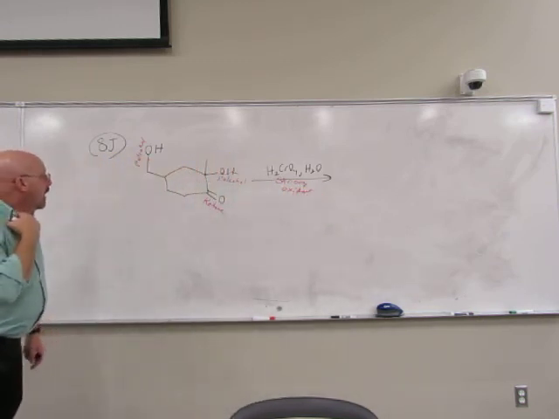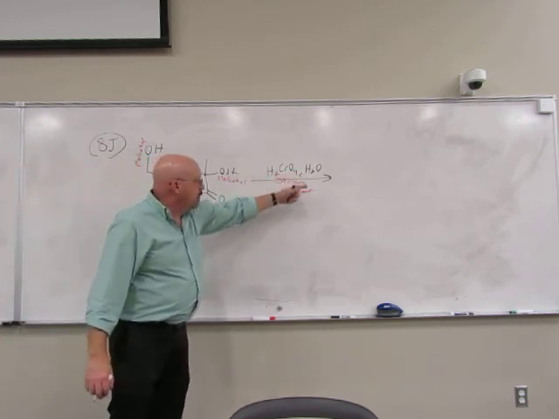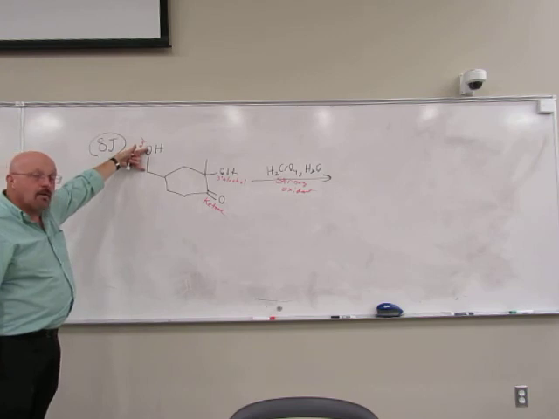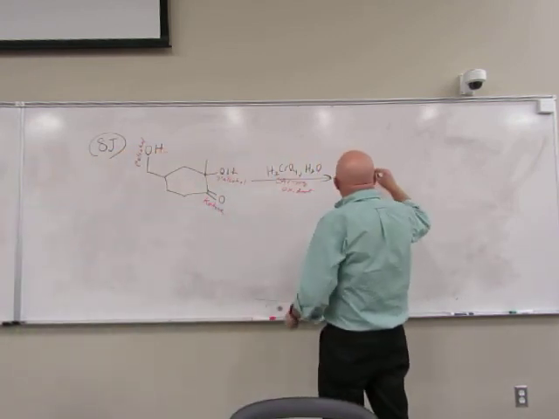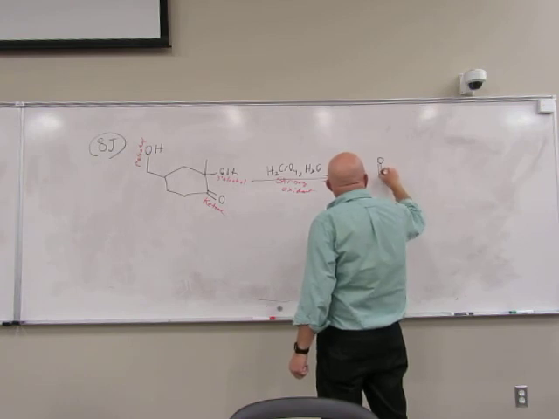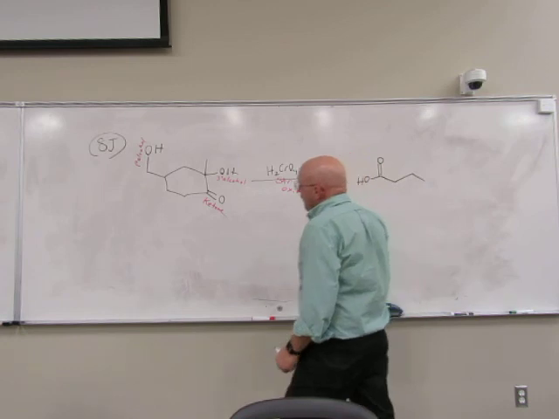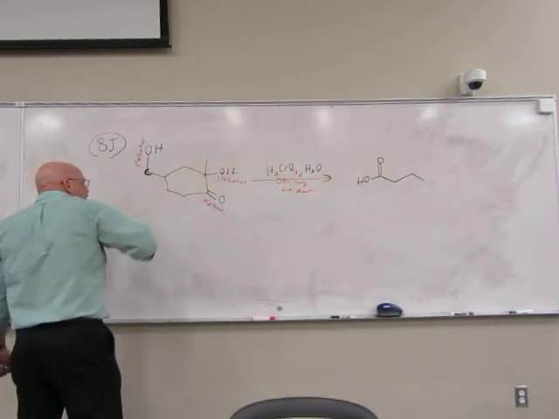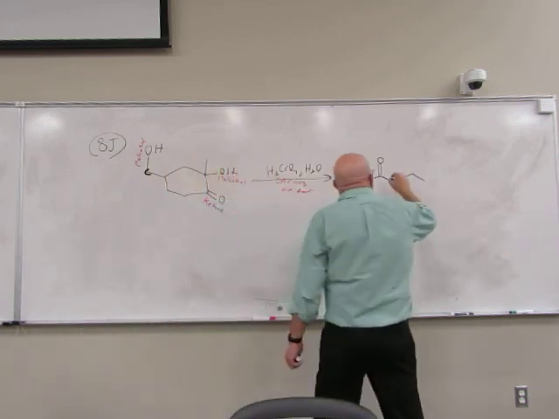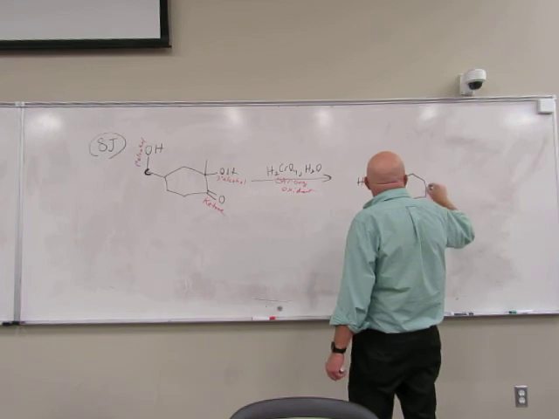So we can oxidize. Chromic acid and water will oxidize a primary alcohol all the way to a carboxylic acid. So that carbon becomes a carboxylic acid. You don't change the number of carbons. So it's this carbon that I'm highlighting right there, that carbon becomes a carboxylic acid carbon. That became a carboxylic acid. I did not change the number of carbons.